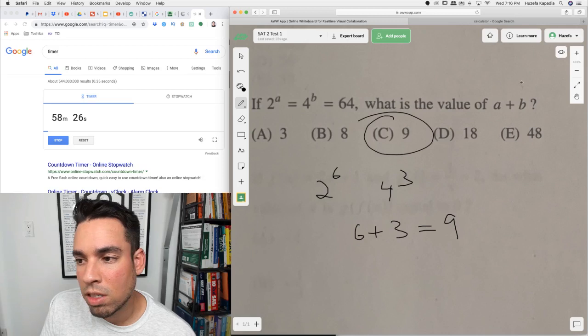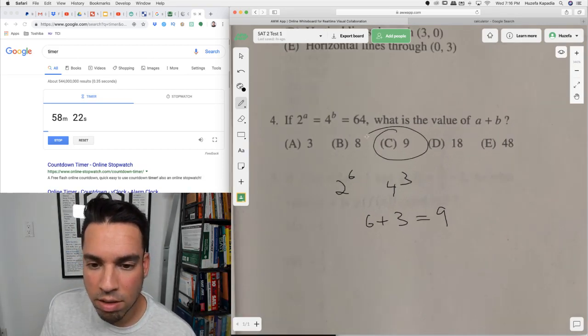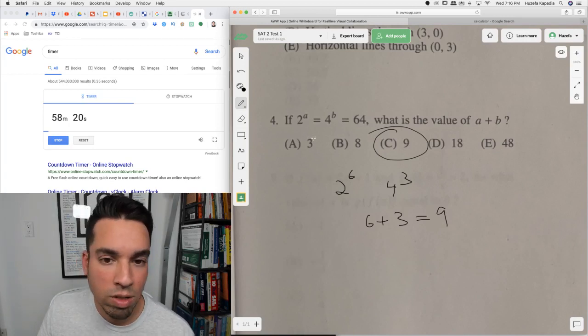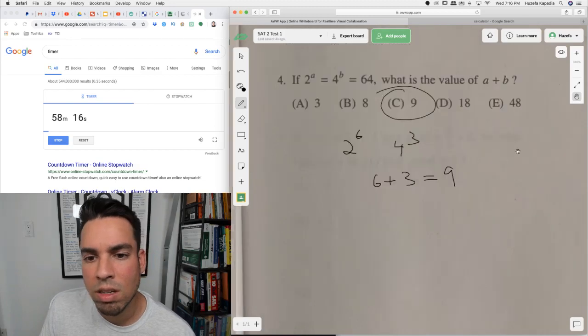I remember this by the fact that for some reason I remember 2 to the 5th is 32, but 2 to the 4th is 16, 2 to the 5th is 32, 2 to the 6th is 64.